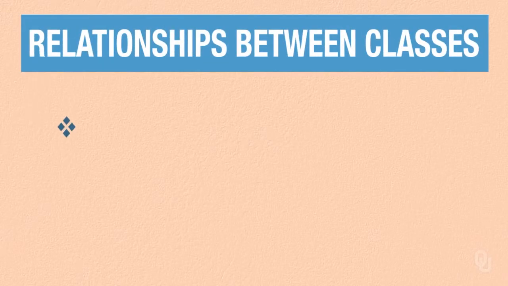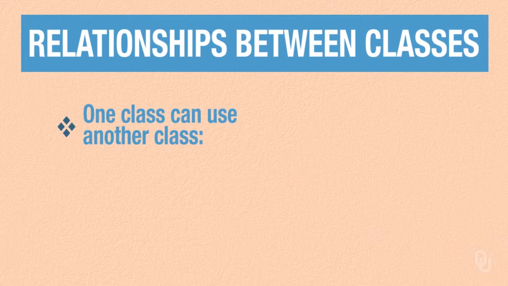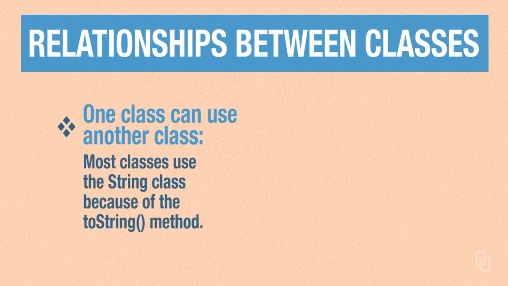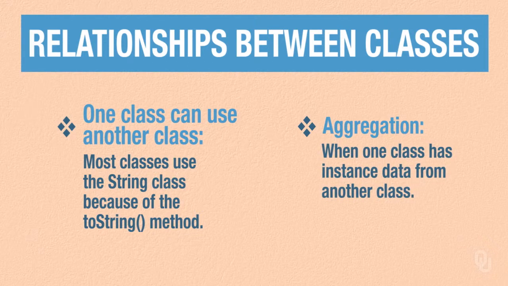So far, we've seen two relationships between classes. One class can use another class. For example, most of our classes use the string class because their toString method returns a string. Another relationship between classes is called aggregation. This happens when one class has instance data from another class. For example, a class that stores addresses will aggregate string objects. If you look back at your code, you'll see that these are the only relationships between classes that we've used so far. An example of a more complicated relationship is inheritance.